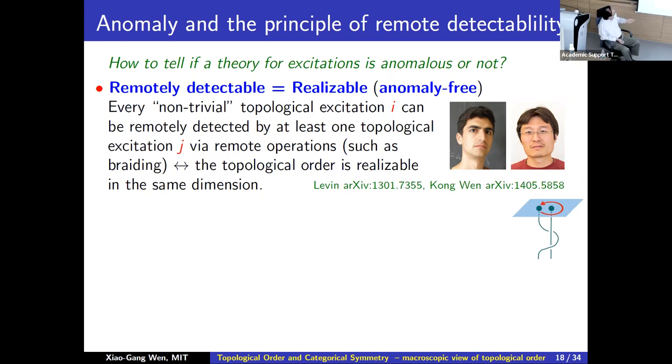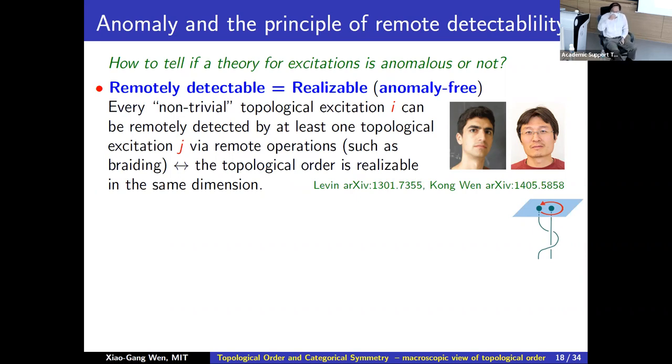This is the reason that in higher dimension, because we have braiding, the non-trivial particle statistics is consistent. But in one dimension, whenever you have non-trivial particle statistics, it is not remotely detectable. It means anomalous. So basically, remotely detectable and anomaly free, we try to say this is the same thing. And if the topological excitations can all be remotely detected, then it's realizable by a lattice. Otherwise, it cannot be realized by a lattice.